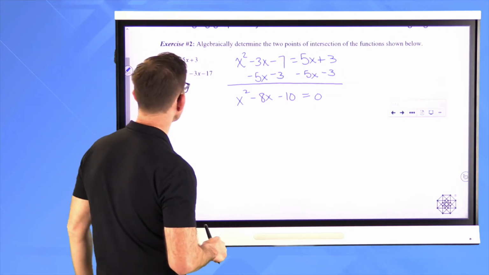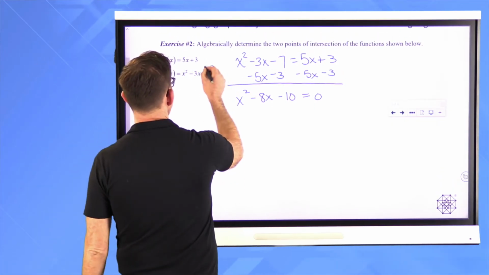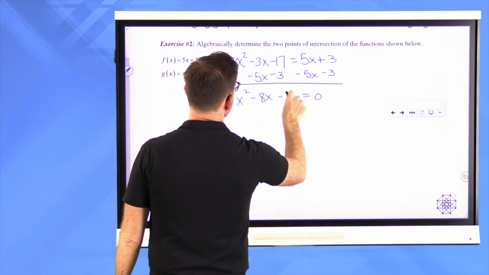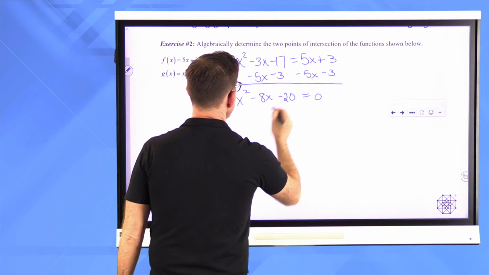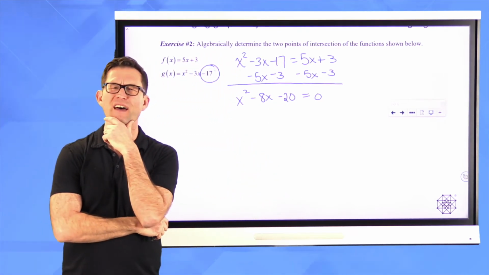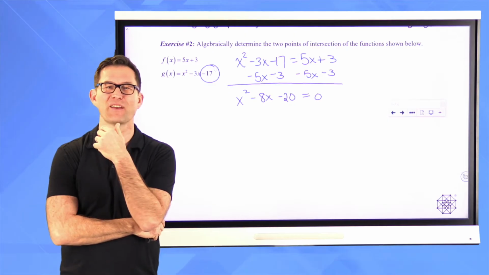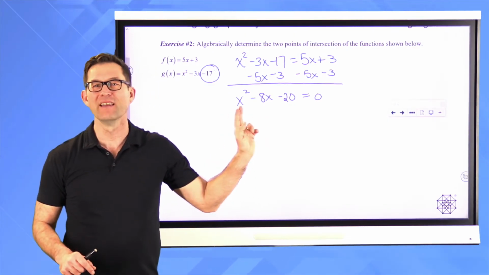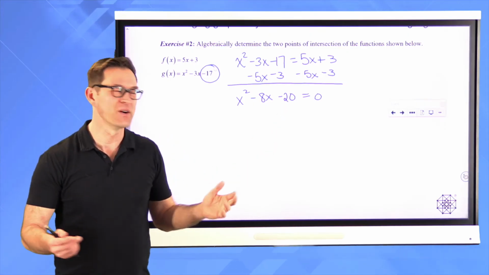I'm looking at that thinking, I don't know how it factors, and that's because this is a 17, but I only put down a 7. So making that into a 20 makes it much, much easier to factor. I'm like, two numbers with a product of negative 10 and the sum of negative 8. I can't think of what those two are. This is now going to be a lot easier. So I need to now factor that trinomial.